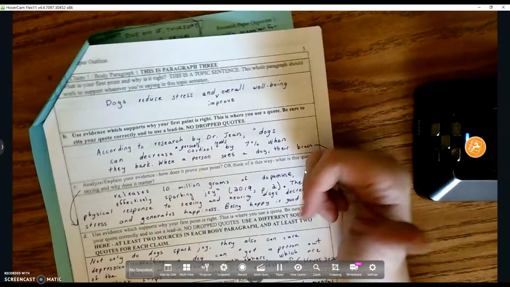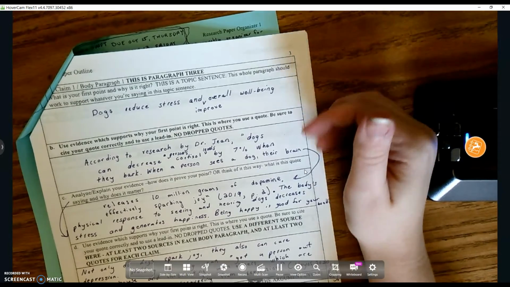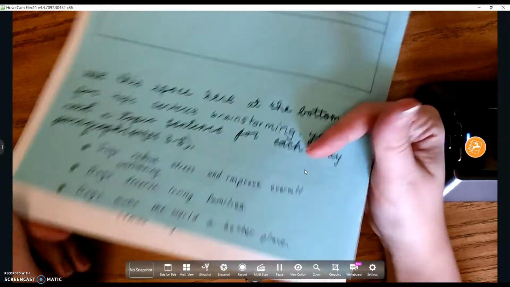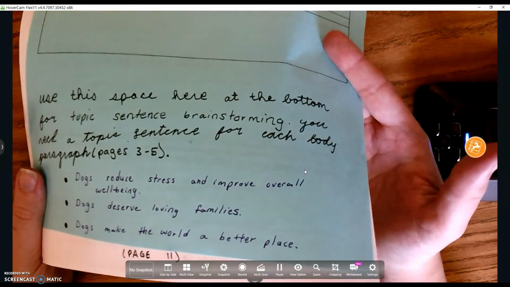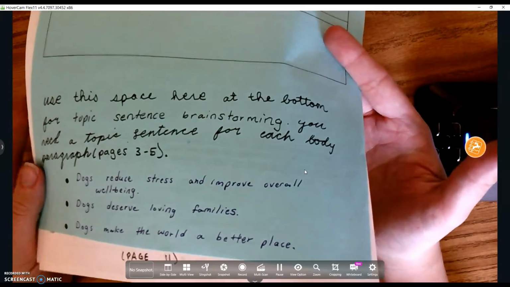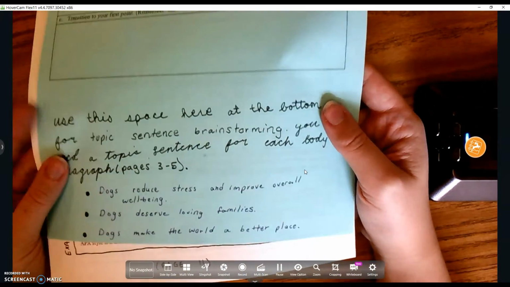Now, you've got your thesis approved by me, or you're going to get it approved by me today or tomorrow. Later this week, you're going to approve your topic sentences with me. If you want to get those approved in advance so that you can go ahead and continue on with your life, that'd be excellent. You know how to reach me.